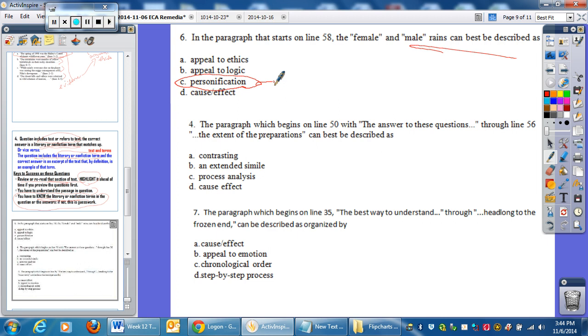Now, if you don't know an answer at all, you should still guess on the ECA. You are not penalized for guessing. Make sure you finish it. That's a big deal.